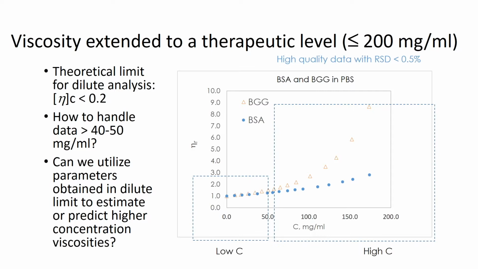Now, strictly speaking, the theoretical limit for dilute analysis is given by the product of the intrinsic viscosity times concentration being less than about 0.2. What this means is that for most samples, you're limited to a maximum between about 40 and 50 milligrams per milliliter. But is there some way to utilize these parameters in this dilute limit to predict something towards the 200 milligram per milliliter range? That is what we were interested in doing, for convenience reasons.